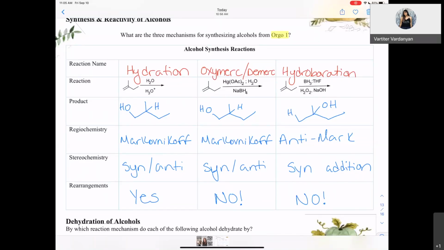All right, so if this is vaguely giving you a deep sense of anxiety, that's because it's from Orgo 1.